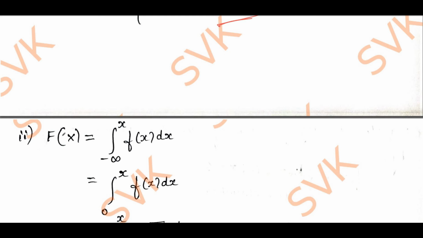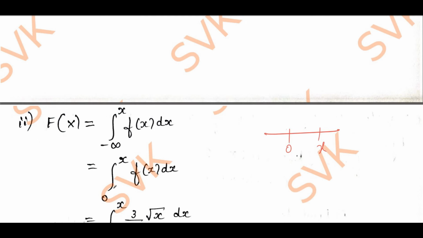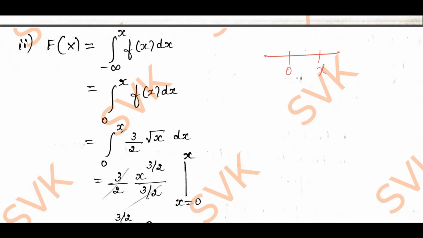We need to find capital F of x equal to the integral from minus infinity to x of f of x dx. This is how we need to find out CDF. Keep in your mind, while finding CDF, we need to consider the limit minus infinity to x of f of x dx itself. Out of that range, the value of x has been defined only from 0 to 1. So we can consider only 0 to x, only for positive values we'll consider. So substituting that in that range, 0 to x f of x dx.